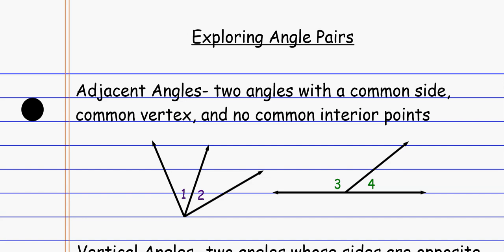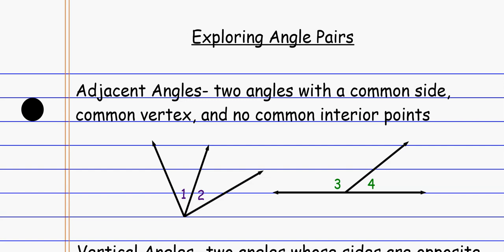All right. So, two angles with a common side, common vertex, and no common interior points. Essentially, it's just saying that, hey, these two angles are pressed up against each other. They're not overlapping, so they don't share any points in between. But they share one of their sides. They're up against one another.